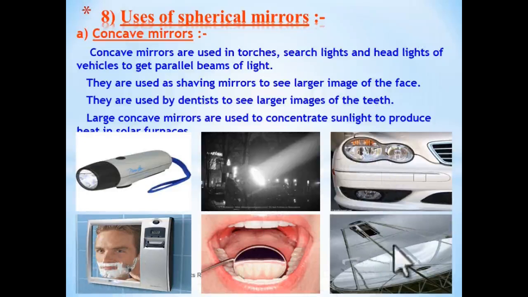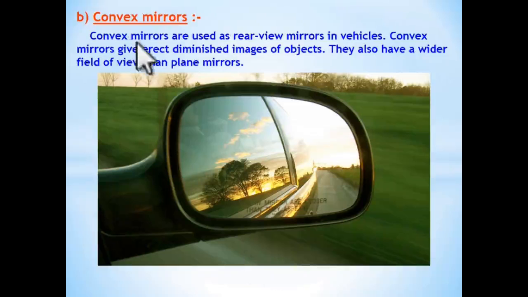Convex mirrors are used as rear view mirrors in vehicles. Convex mirrors give erect, diminished images of objects. They also have a wider field of view than plane mirrors. I hope you understood about uses.